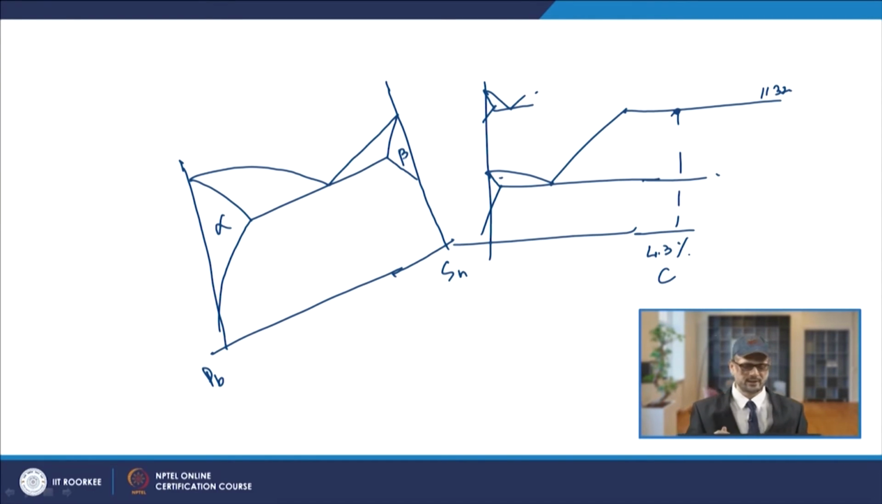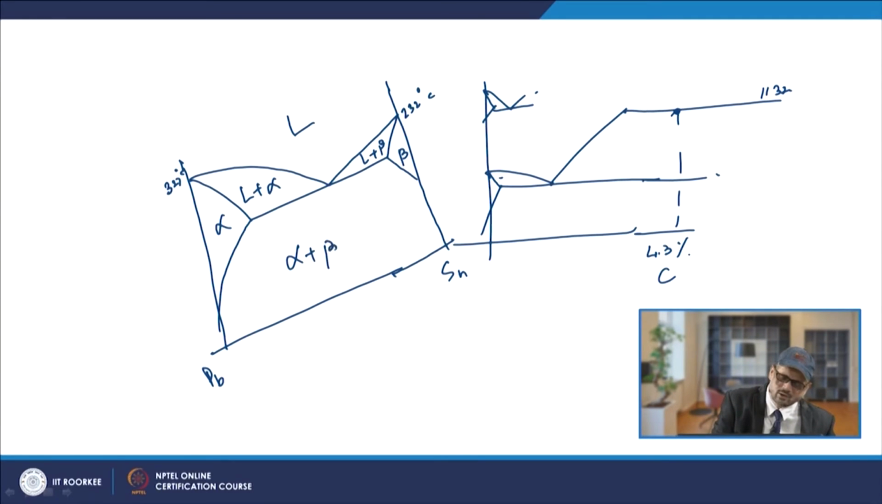This is your liquid, and this is something like 327 degrees centigrade, and this one is 232 degrees centigrade. This portion will be liquid plus alpha, and similarly this will be liquid plus beta, and here it will be alpha plus beta. As we discussed, this point will be your eutectic point, because when the liquid composition comes to this point and solidifies, it will make you the alpha plus beta.